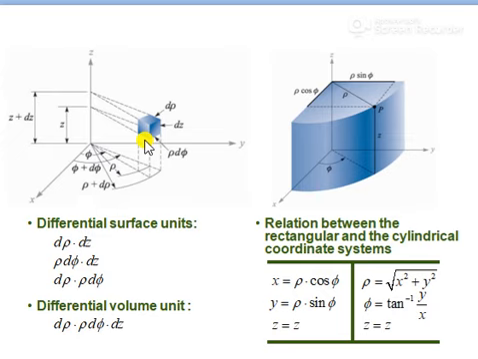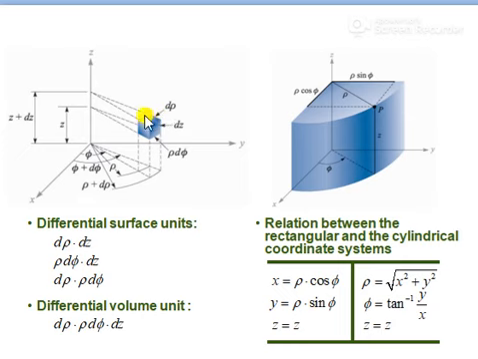If that amount is increased, then you can see here, phi at this point is increased to phi plus d phi, rho is increased by an extra d rho, and z from that point is increased by dz. So from this point to this point it is increased.